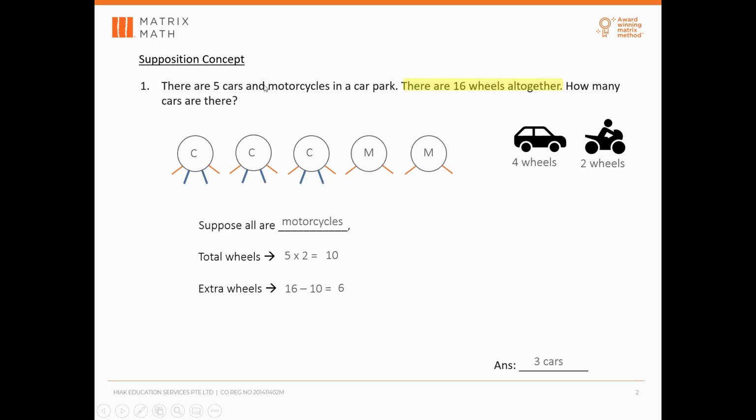If the question is asking how many motorcycles are there, then looking at the diagram, the answer will be 2.